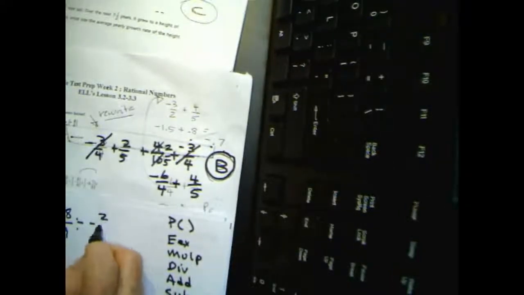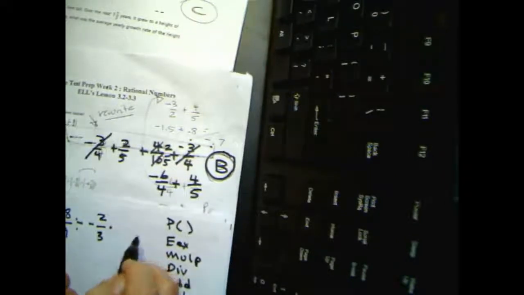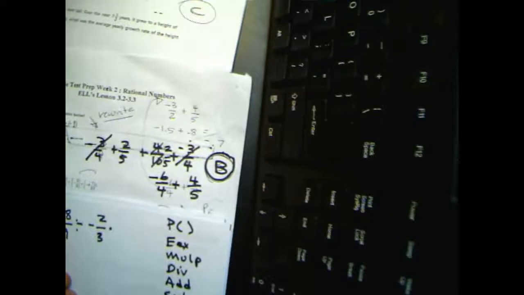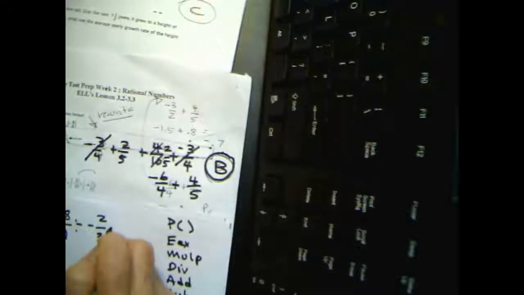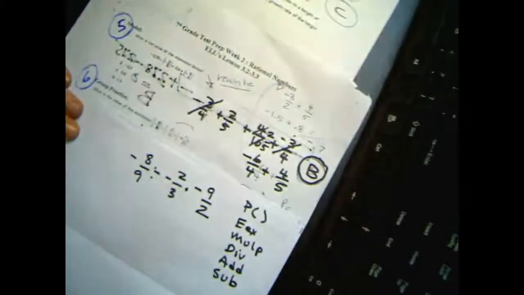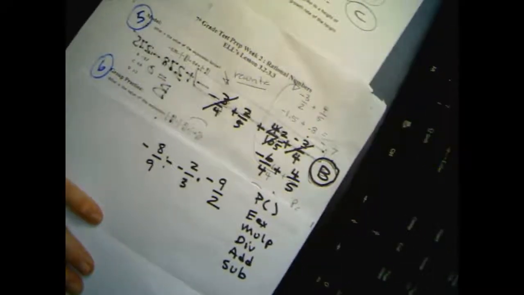negative 8/9 divided by negative 2/3 times negative 4 1/2. I'm going to change negative 4 1/2 to an improper fraction. 2 times 4 is 8 plus 1 is 9, so this is now times negative 9/2. So let's see that whole problem again. Negative 8/9 divided by negative 2/3 times negative 9/2.